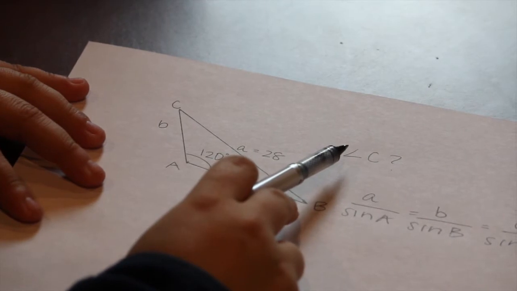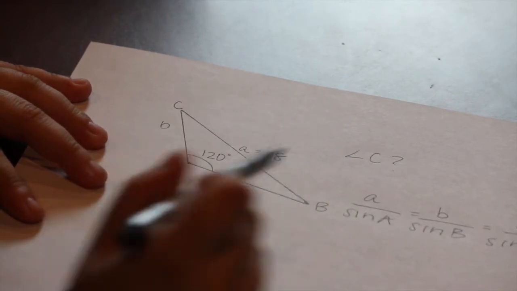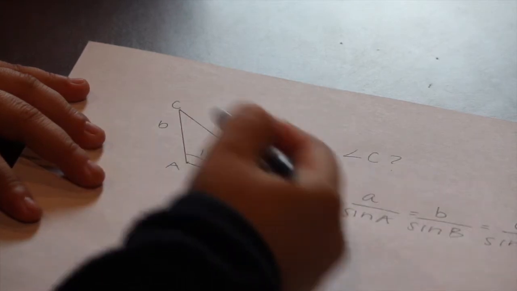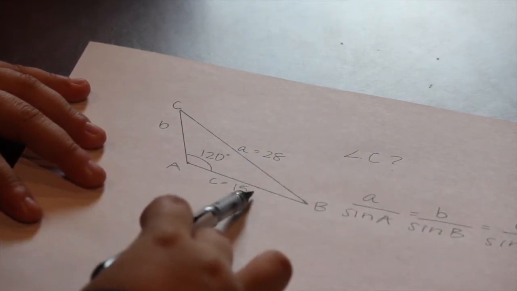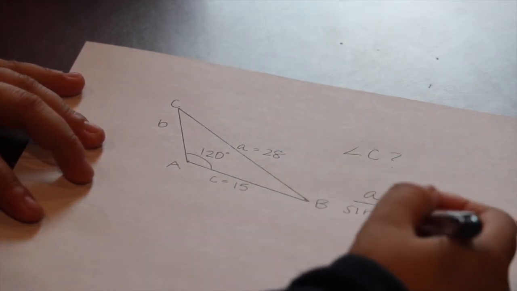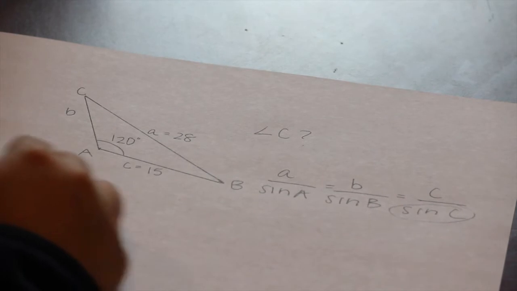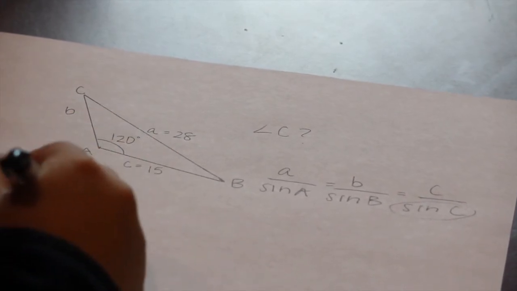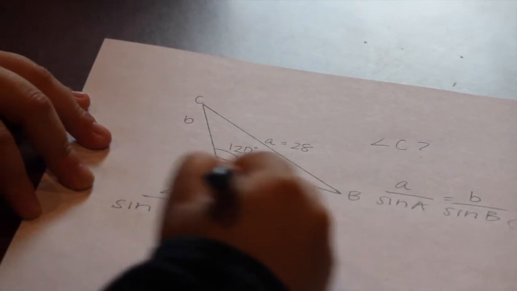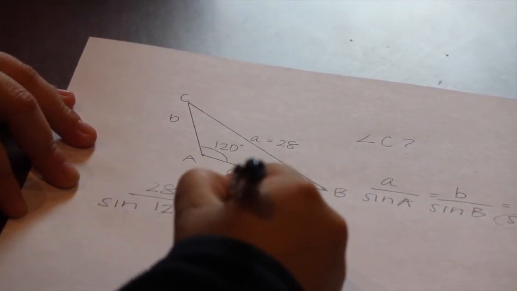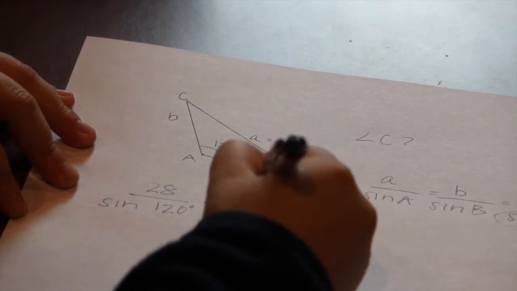Ayo class, we here to learn. Today we're gonna be discussing the law of sines. What is the angle of C in this triangle I have right here? So we know that angle A is 120 degrees, side a is 28. We know that side c is 15. So since we know both a and sine A, and we know c, we can find out sine of C. So we got it, just gotta set it up. 28 over sine of 120 degrees is equal to 15 over sine C, whatever that is.